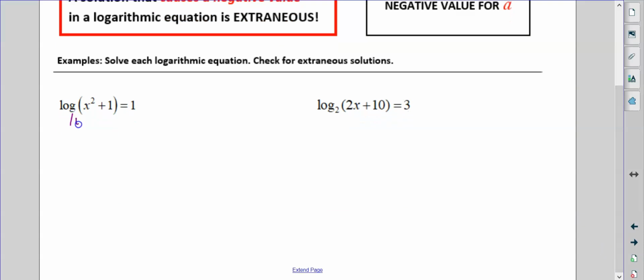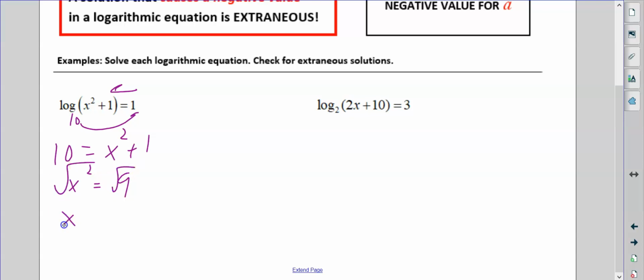So here we have 10 is our base, swish and flick. 10 to the 1, or just 10, equals x squared plus 1. Subtract 1 from both sides, we get x squared equals 9. Square root both sides, and we get x equals 3 and negative 3. But we have to check the numbers.